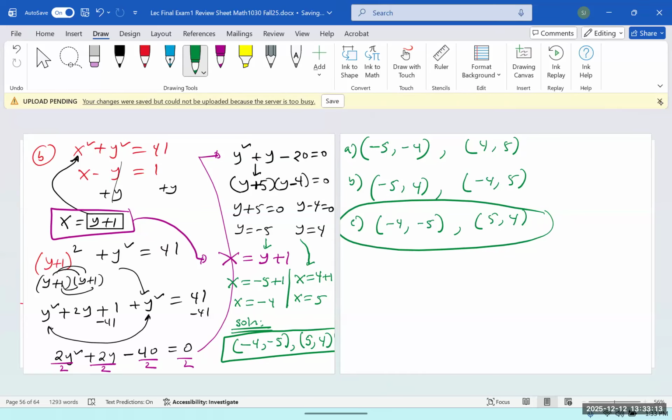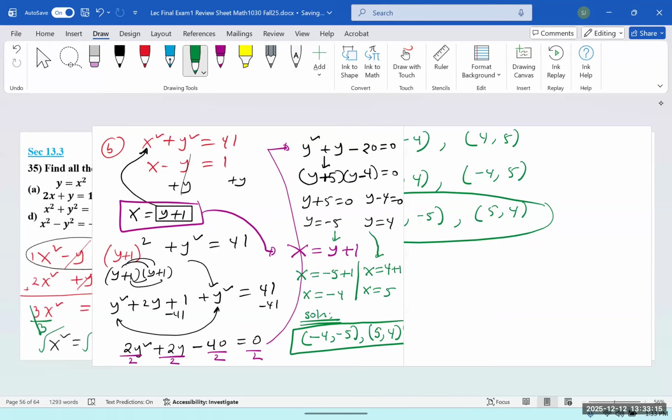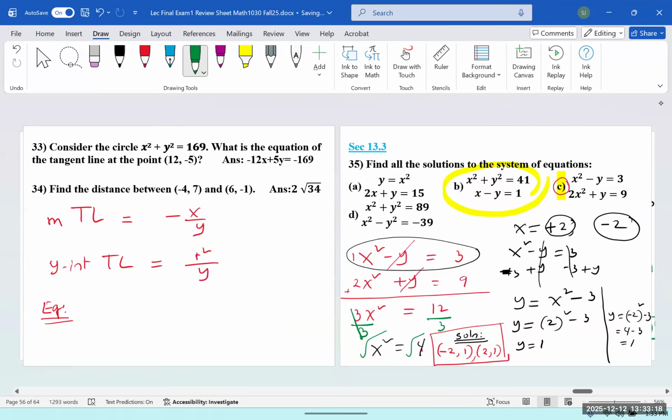So one of these questions, most likely. And then tangent line, we know how to do tangent line. For distance. Oh, let's do this question.